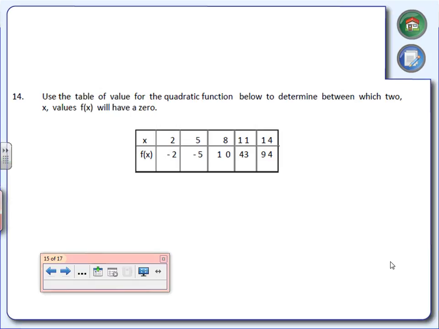Is it going to fall between 2 and 5? Is it going to fall between 5 and 8? Is it going to fall between 8 and 11? Or between 11 and 14? Where is the 0 going to fall?